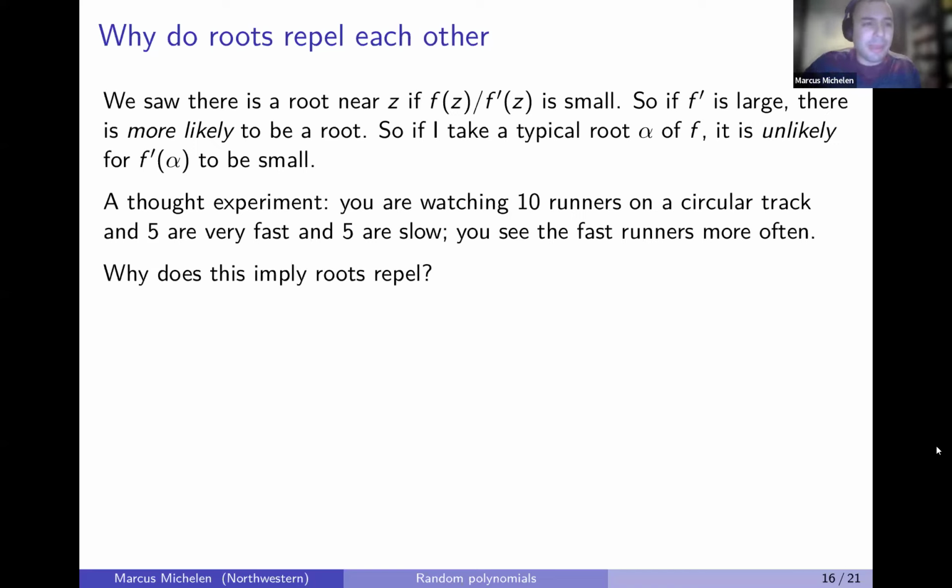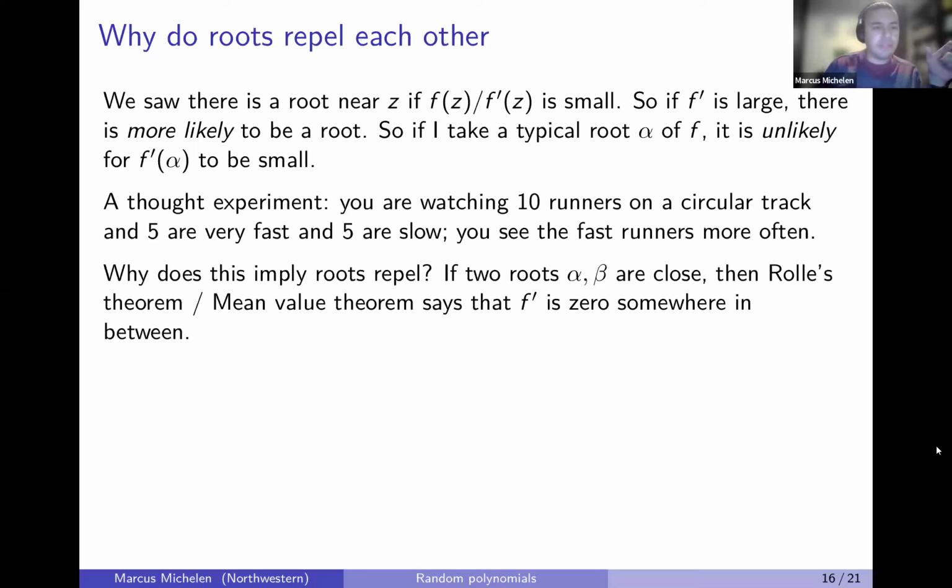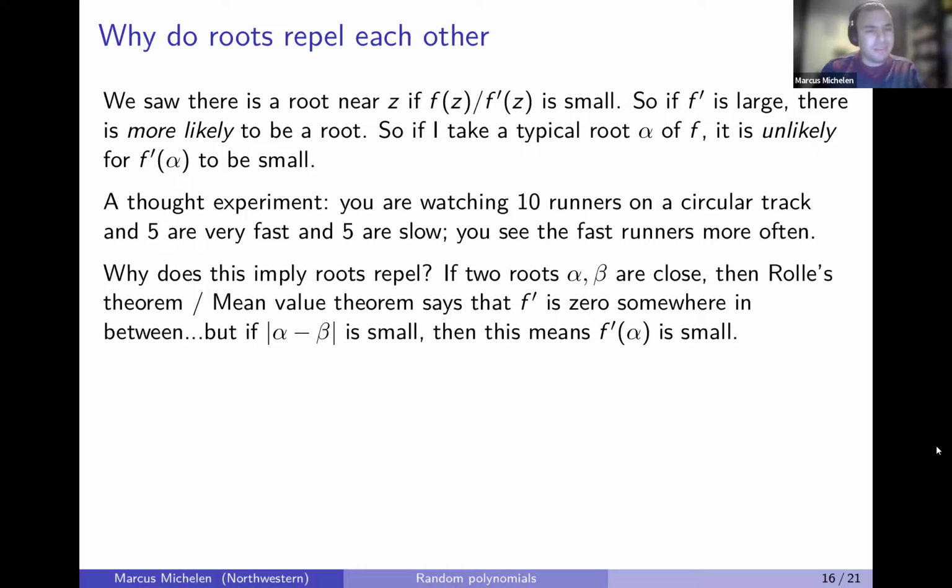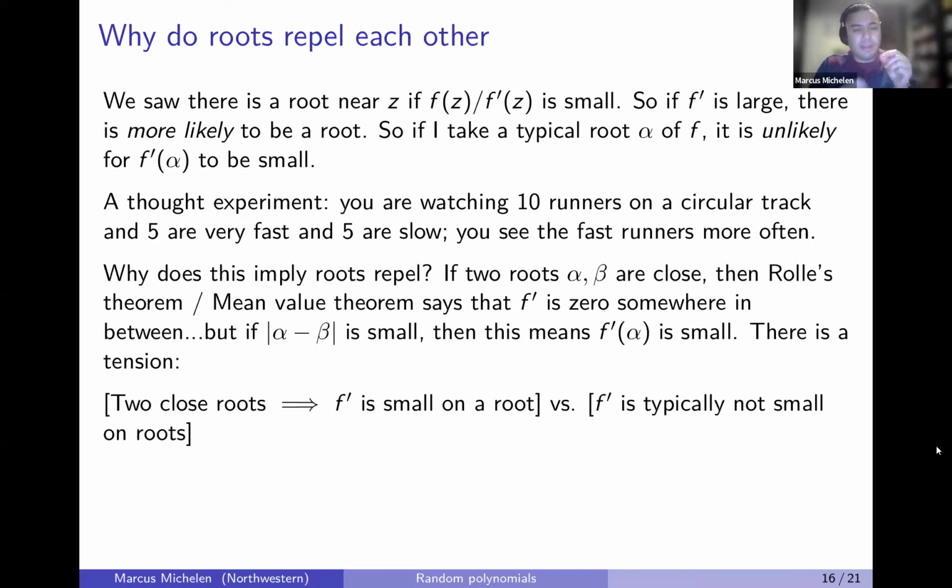But why does this imply we have repulsion? Well, if I have two roots that are close together, the mean value theorem or Rolle's theorem will say that f prime is 0 somewhere in between them. But if those are close, that means the derivative is small. So now we have a tension. If I have two roots that are close together, the derivative is small, but on roots, the derivative typically doesn't want to be small. So exactly this is telling you that roots typically repel each other.